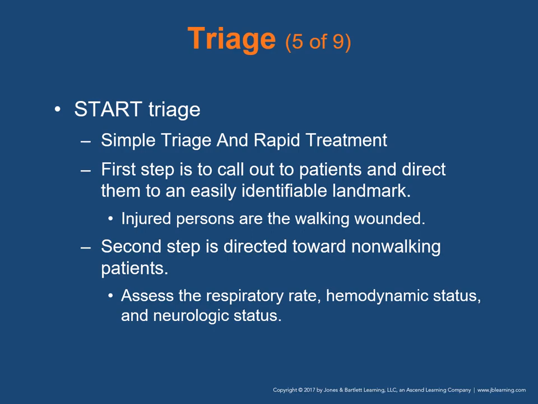The second step is directed towards non-walking patients. You move to the first non-ambulatory patient and assess the respiratory status. If the patient is not breathing, open the airway using a simple maneuver. A patient who still does not begin to breathe is triaged as expectant or black. If the patient begins to breathe, tag him or her as immediate, which is red. Place the patient in the recovery position and move on to the next patient. If the patient is breathing, make a quick estimation of the respiratory rate. The next step is to assess the hemodynamic status of the patient by checking for bilateral radial pulses. The final assessment is to assess the patient's neurologic status by assessing the patient's ability to follow simple commands.